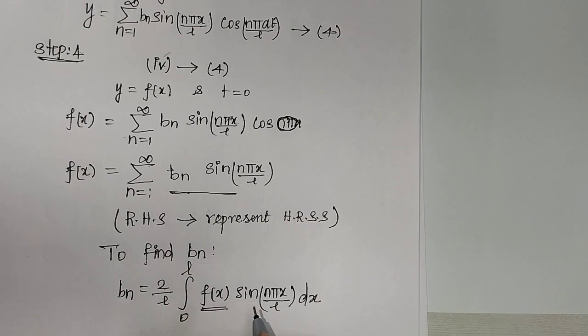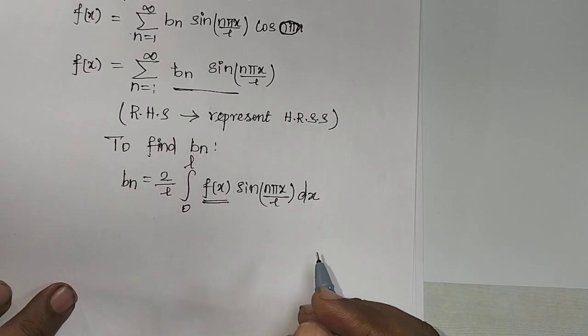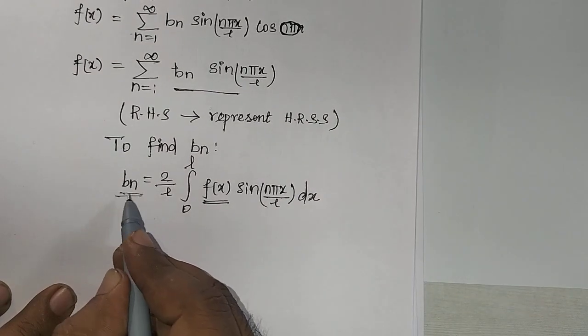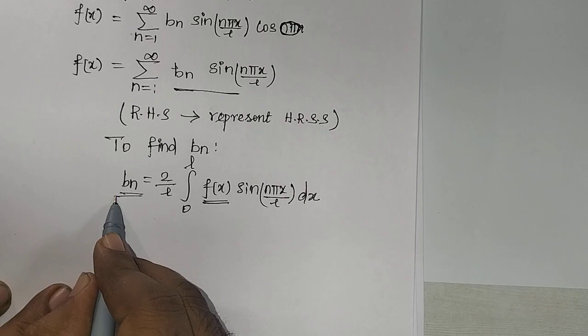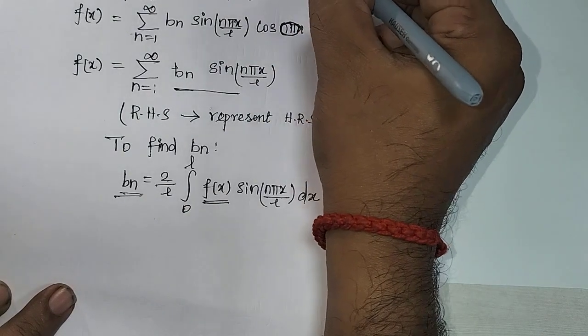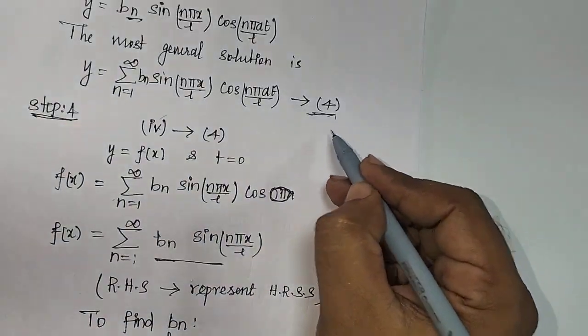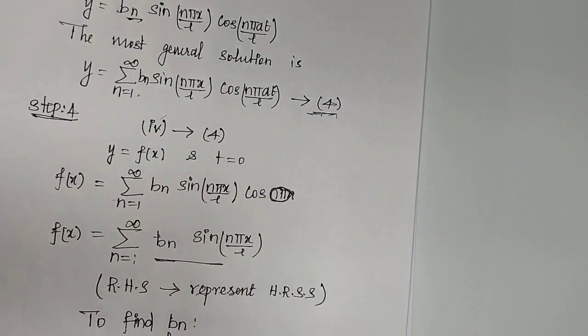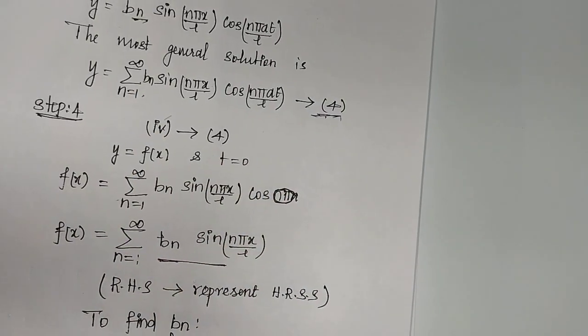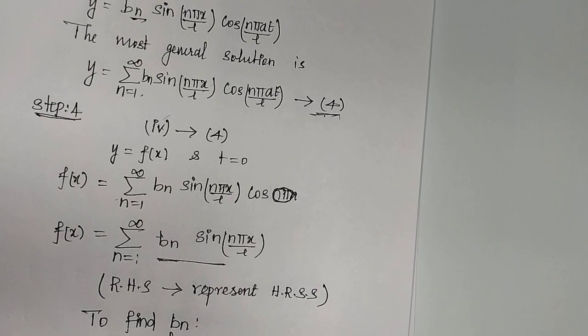After you write step 4, you will get 10 marks out of 16 marks. The remaining 6 marks are for finding bn. After finding bn, we have to substitute this bn value in equation 4. When substituting the bn value in equation 4, your problem will be over. So this is our general procedure.